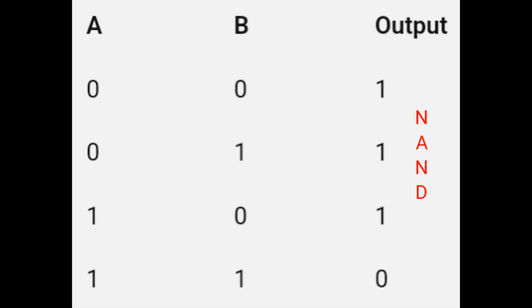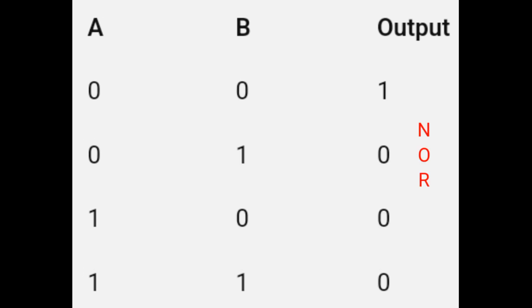NAND gate produces a 0 output only when both inputs are 1. Otherwise, it produces a 1 output. It is the inverse of the AND gate. NOR gate produces a 0 output when at least one of the inputs is 1. Otherwise, it produces a 1 output. It is the inverse of the OR gate.